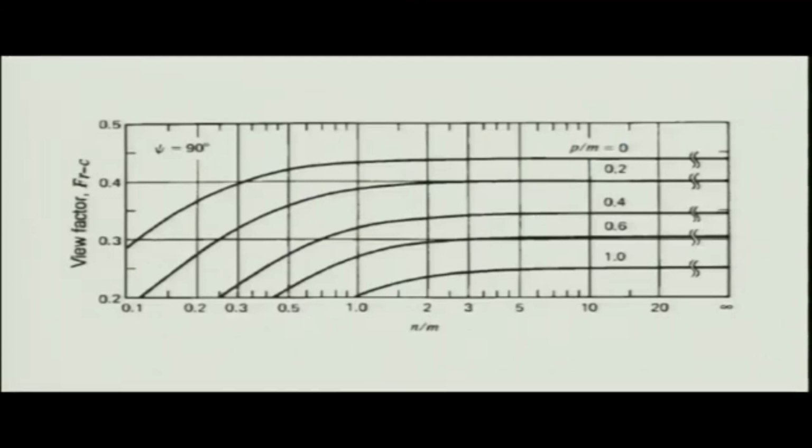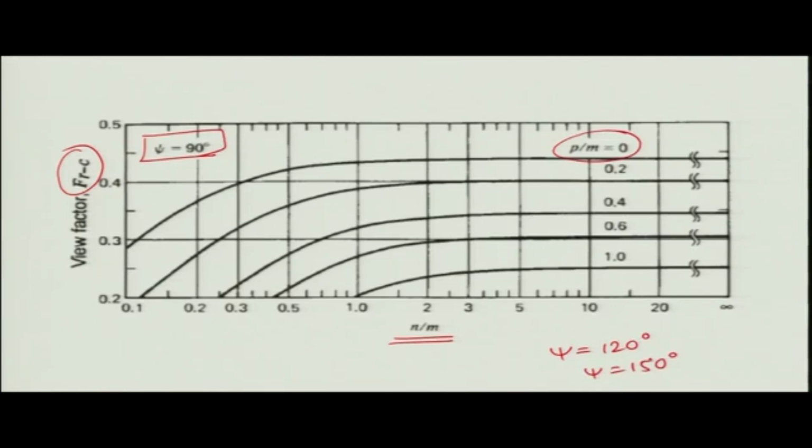Okay. Here is such a chart where we are trying to find out this FRC, the view factor from the reflector to the collector, and here we are plotting it for different N by M. And what are we plotting? We are plotting isolines for different P by M, and everything we are doing for a certain psi. So, that is how we can plot for psi equal to 120 degree, psi equal to 150 degree and all.